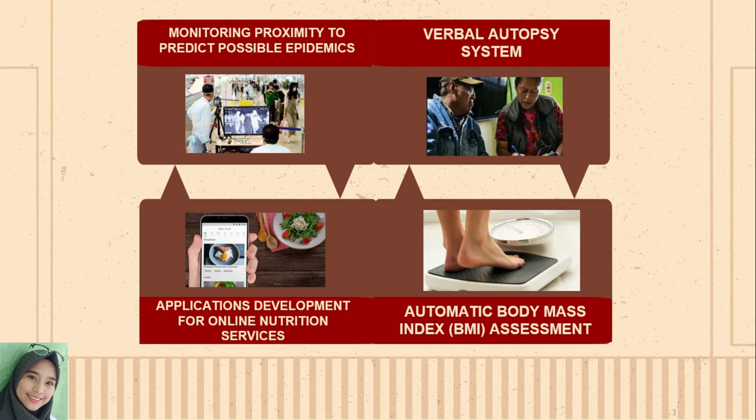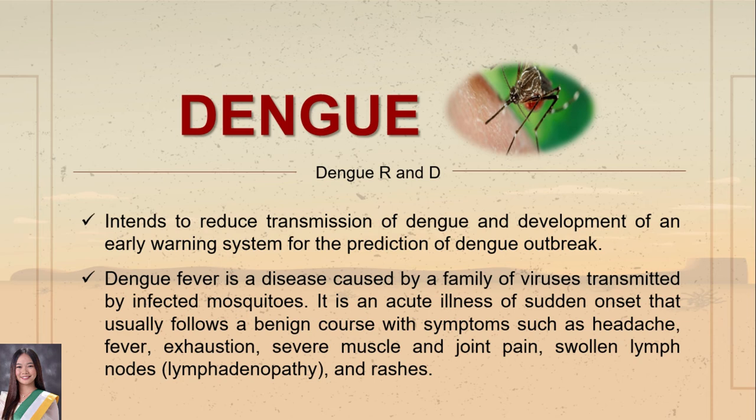The sixth one is verbal autopsy system. It is a method of determining individuals' causes of death and cause-specific mortality fractions in populations without a complete vital registration system. The seventh is applications development for online nutrition services. It concentrates on improving the nutritional quality of foods, on primary prevention, surveillance, and nutritional epidemiology. And the last one is automatic body mass index assessment. It is a measure to track weight status in populations and a screening tool to identify potential weight problems in individuals.